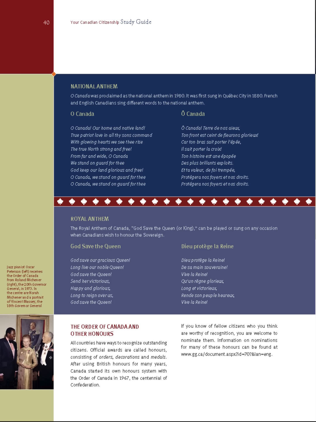Royal Anthem. The Royal Anthem of Canada, God Save the Queen, or King, can be played or sung on any occasion when Canadians wish to honor the sovereign. See lyrics below.